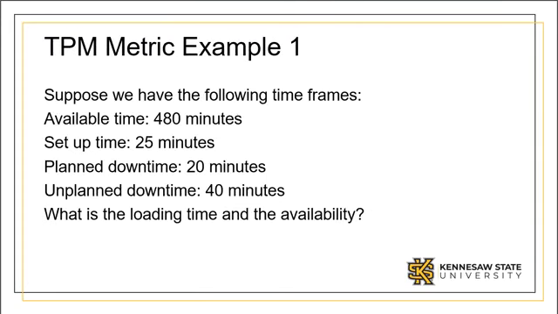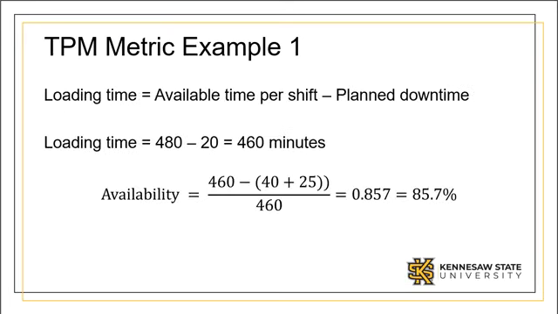Let's consider this example. Time frames are given for the total time for the shift, setup, planned downtime, and unplanned downtime. We wish to find the loading time and the availability. The loading time is 460 minutes. The availability is the operating time divided by the loading time, or 85.7%.